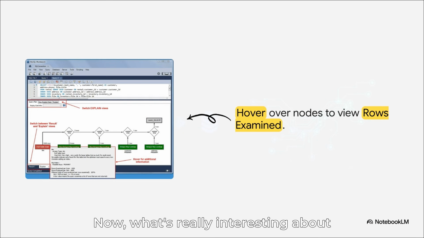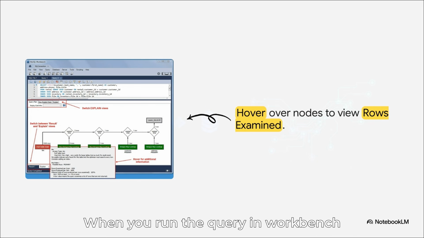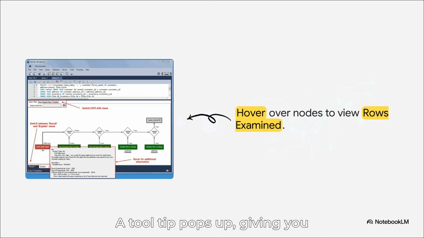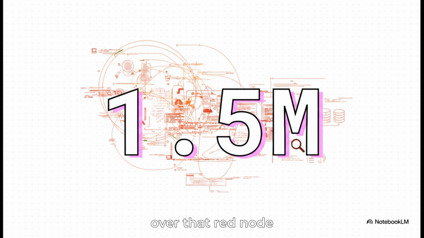Now, what's really interesting about this visual approach is how it empowers Step 2. When you run the query in Workbench and see that red node, you can actually hover your mouse right over it. A tooltip pops up, giving you incredible detail. You instantly see the exact number of rows examined that are being processed completely unnecessarily. Let's say you hover over that red node for our problematic report query, and you see this number: 1.5 million rows examined. The database is checking 1.5 million records one by one every single time this report is run. Yeah, no wonder the system is grinding to a halt.